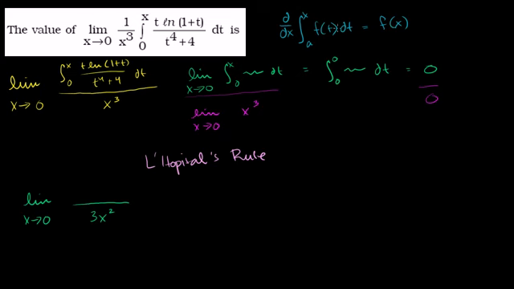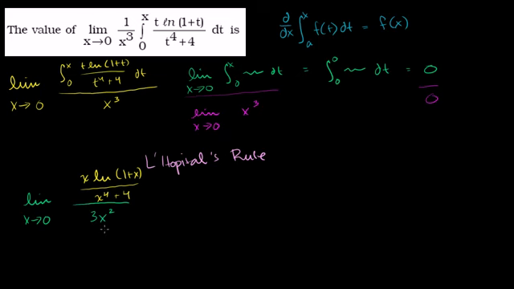You just get f of x. It's just a function with respect to x. So the derivative of this with respect to x is just going to be this function with respect to x instead of t. So it's going to be x natural log of 1 plus x, all of that over x to the fourth plus 4.